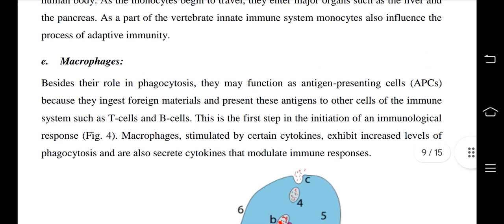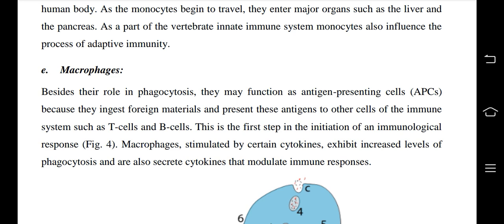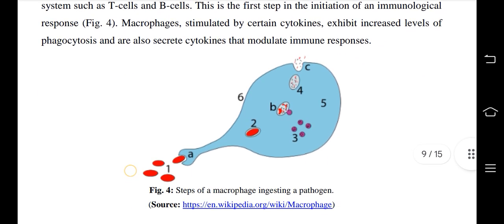Then next is about macrophages. Besides their role in phagocytosis, they may function as antigen-presenting cells, or APCs, because they ingest foreign materials and present the antigen to other cells of the immune system such as T cells and B cells. This is the first step in the initiation of the immunological response. Macrophages stimulated by certain cytokines exhibit an increased level of phagocytosis and also secrete cytokines that modulate the immune response.